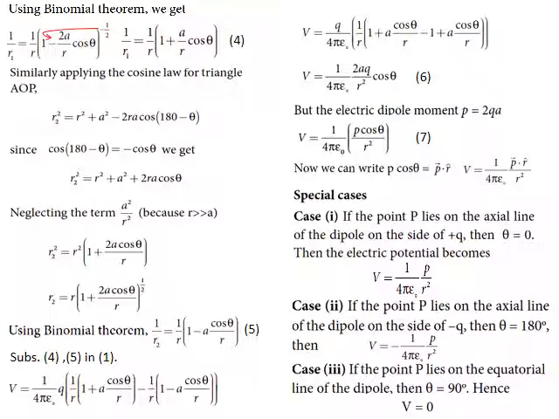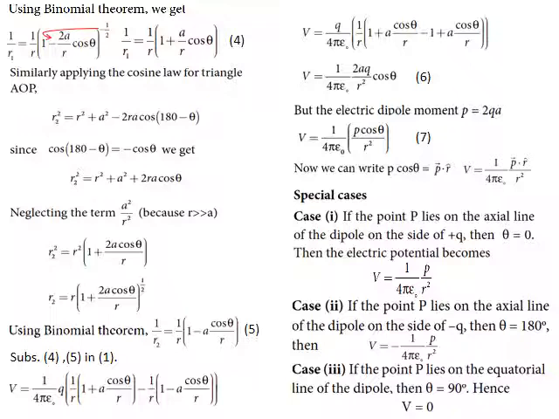Okay, anyway, you follow only equation number 7. We have some special cases. Case 1. If theta is equal to 0, that is, if you are considering a point P along the dipole axis, then theta is equal to 0. Therefore cos 0 is equal to 1. Therefore V is equal to 1 by 4 pi epsilon naught p by r square.